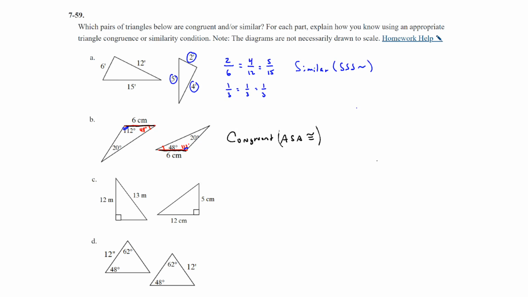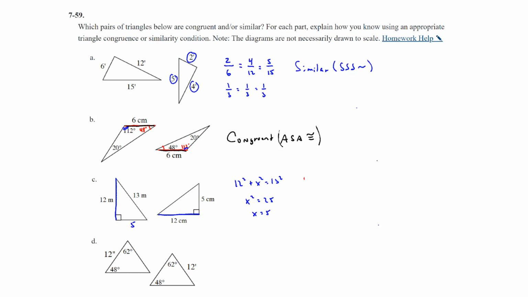Alright, part C. We have two right triangles. So we have one leg is 12, and another one of the legs is 12. We have a 13 as a hypotenuse on that one, and a 5 as a leg. So let's go ahead and do Pythagorean theorem, unless you remember maybe some of your Pythagorean triples here. But the first one would be 12 squared plus x squared is equal to 13 squared. And that would leave us with x squared is equal to 169 minus 144, so that'd be 25. So x is equal to 5, so that'd be that one.